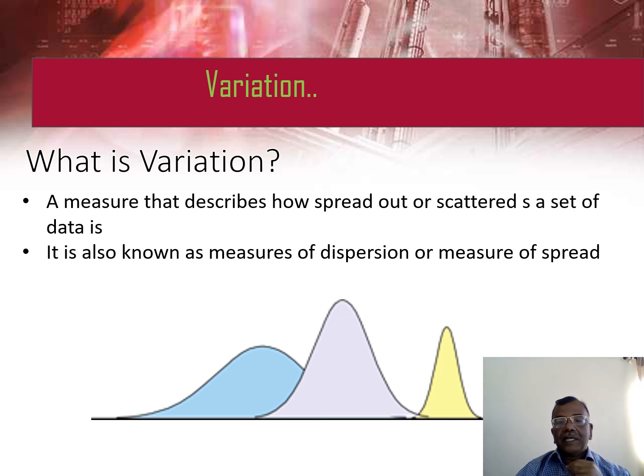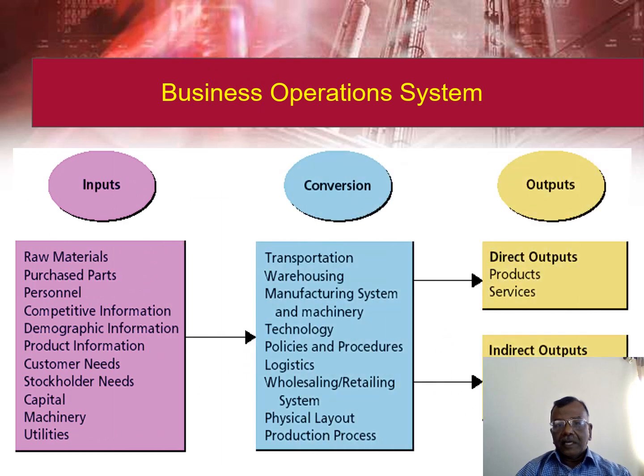So variation is basically a measure of dispersion and also a measure of spread. This was what I was mentioning about the basic operating system: if we want a desired output, then we should have well-defined inputs, and the process or conversion should happen.